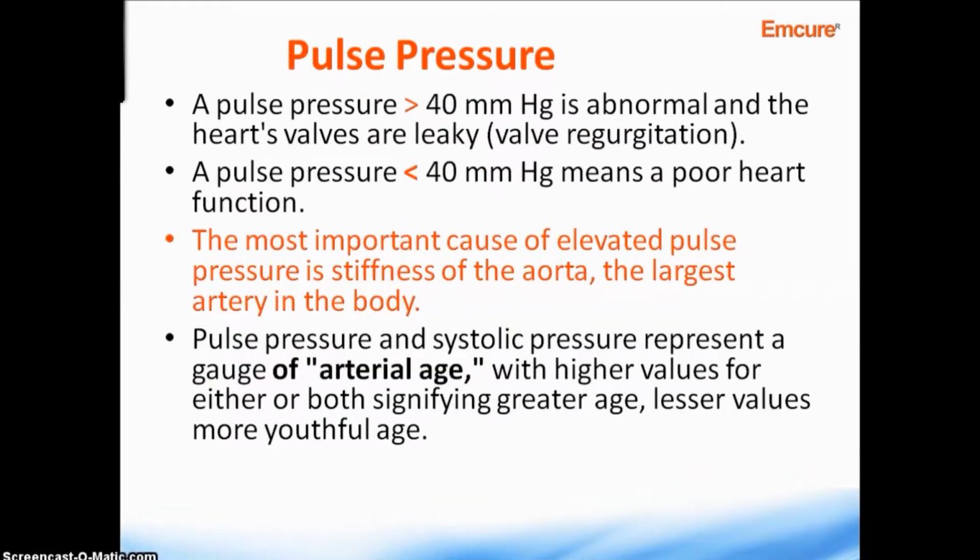A pulse pressure more than 40 millimeters of mercury is abnormal, and it means that the heart valves are leaky or you have valvular regurgitation. A pulse pressure less than 40 millimeters of mercury means a poor heart function. The most important cause of elevated pulse pressure is stiffness of the aorta, the largest artery of the body. The pulse pressure and the systolic pressure represent the gauge of arterial age, with higher values for either or both signifying greater age and lesser values more youthful age.